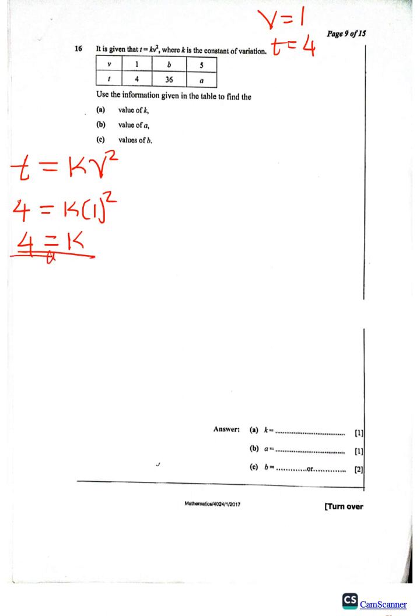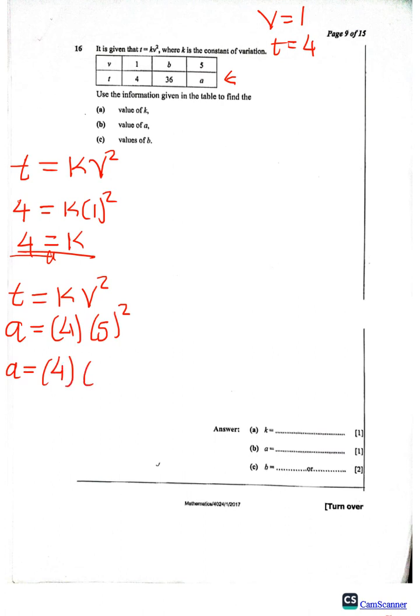Now for part B, the value of a. So we write the formula, t is equal to k v squared. So we are solving for a. So a is in the row where there is t. So where there is t, we substitute with a. So a is equal to k, which is 4, multiplied by our v. Our v is 5 squared. So a is equal to 4 times 5 squared, which is 5 times 5, that is 25. Then if we multiply 25 times 4, that is 100. So this is the value of a.